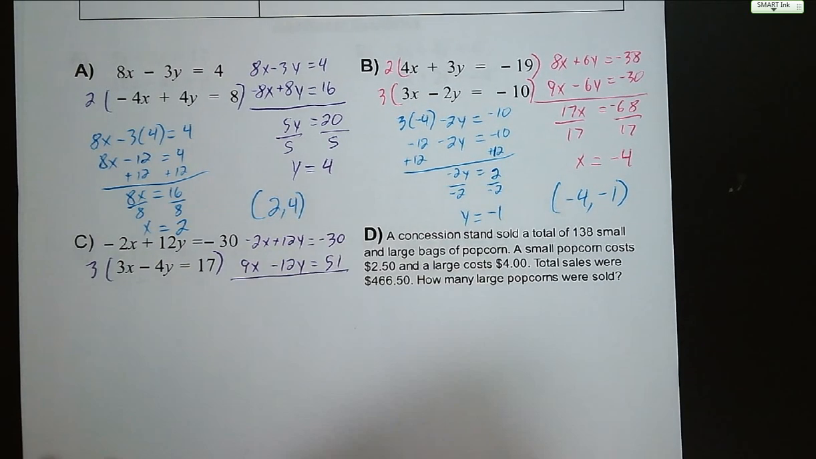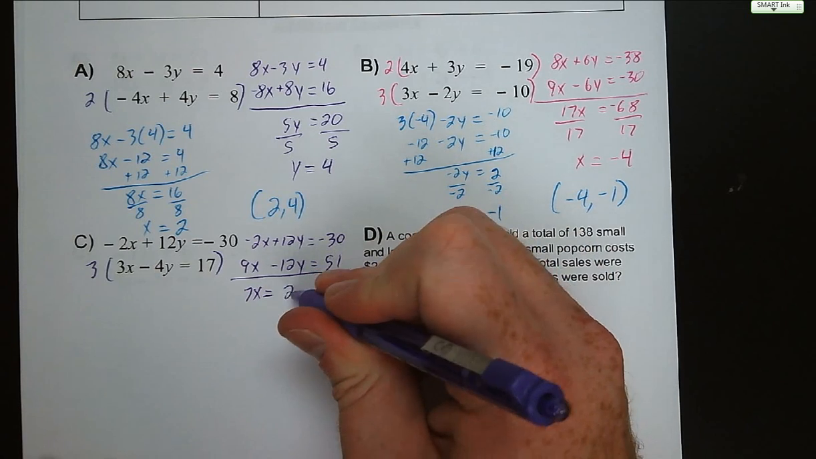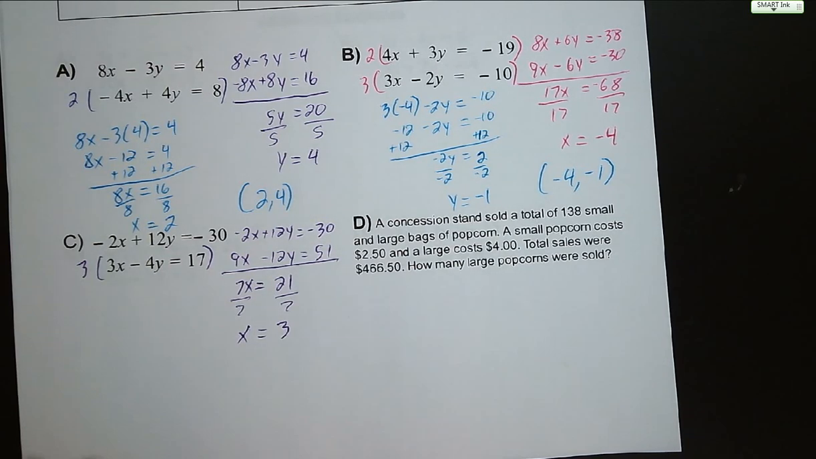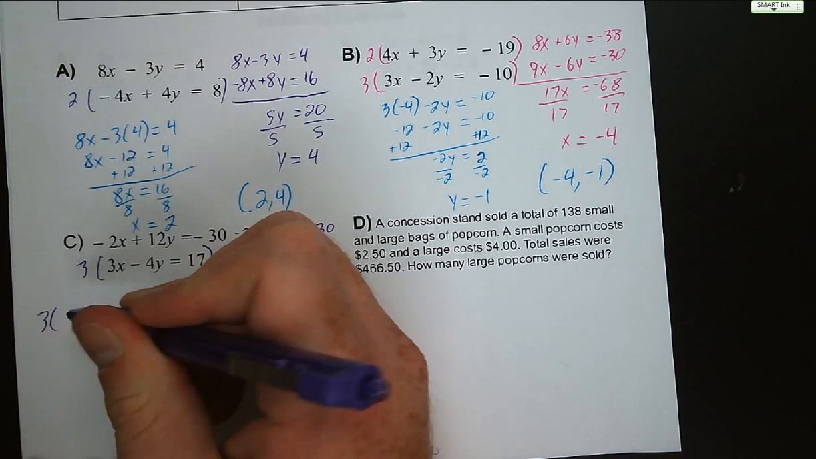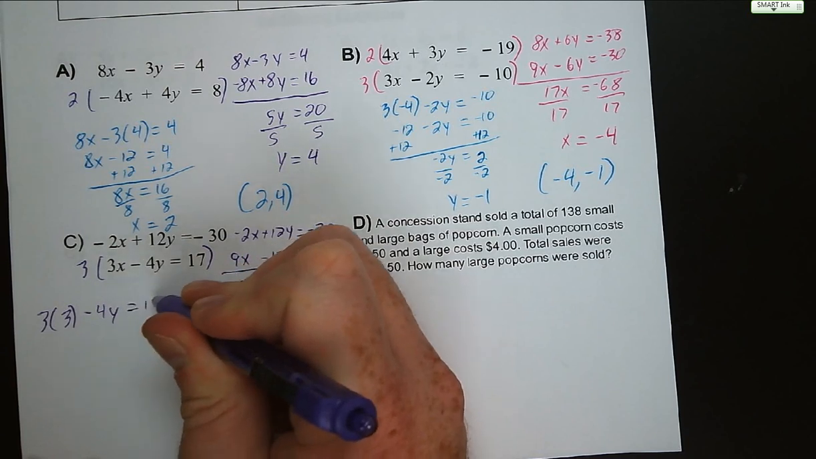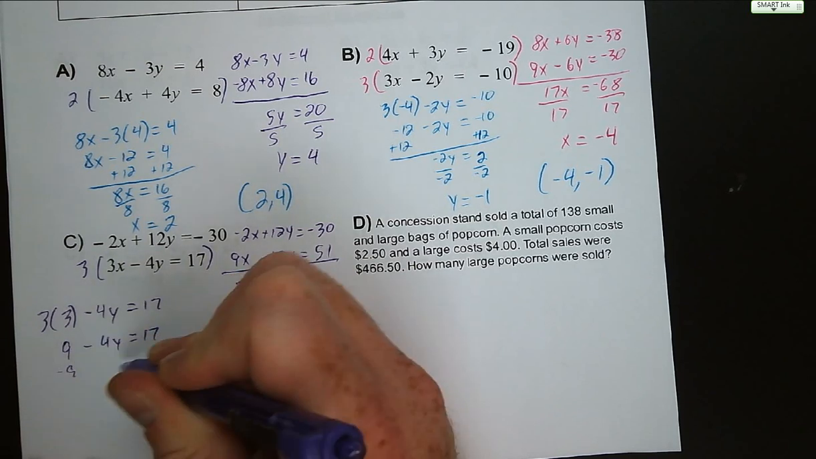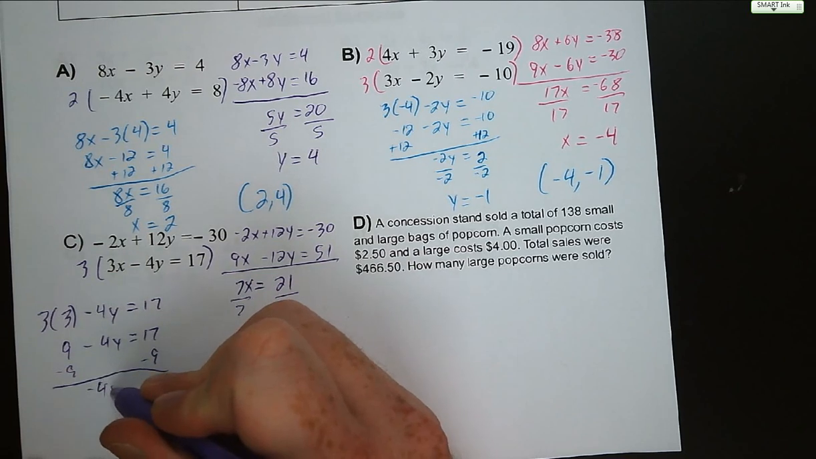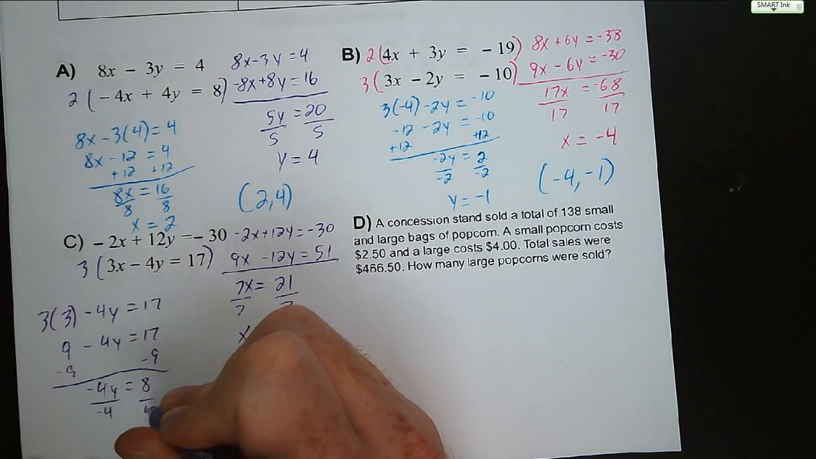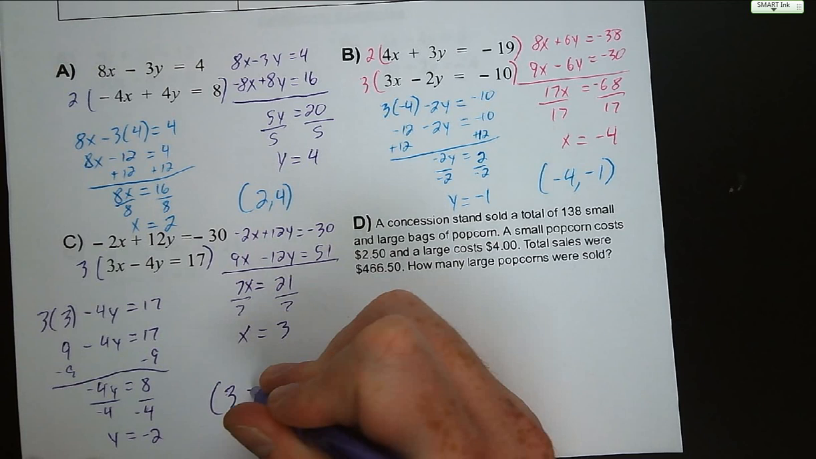Add our two equations together. We have 7x is equal to negative 30 plus 51 is 21. Divide both sides by 7, and x is equal to 3. So I'm going to use my second equation. 3 times 3 minus 4y equals 17. 3 times 3 is 9. Subtract 9 from both sides of our equation, negative 4y is equal to 8. Divide both sides by negative 4. And y is equal to negative 2. So my ordered pair is 3, negative 2.